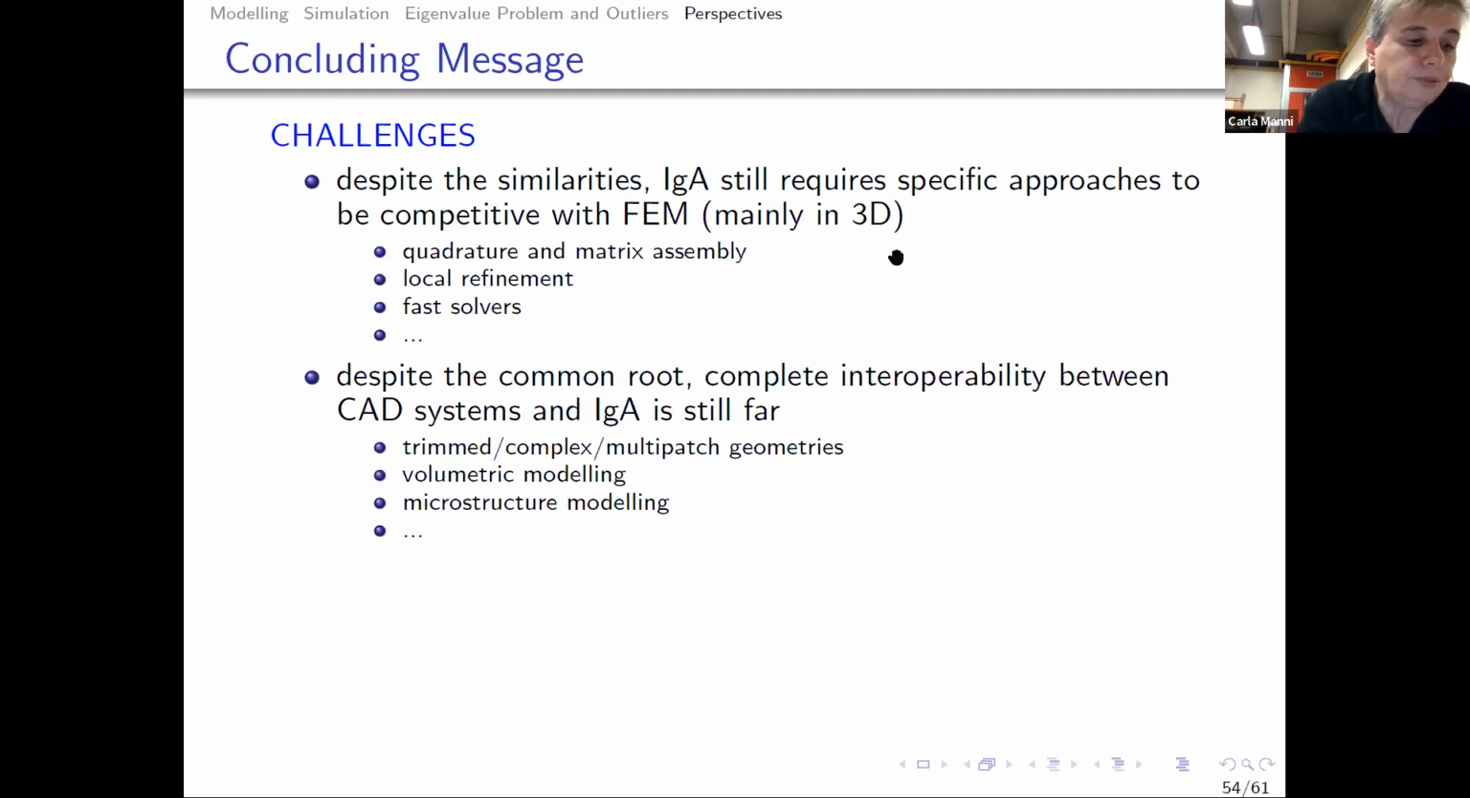What are the challenges in this area? There are still several challenges. In simulation, between, say, IGA and FEM, mainly if we go to high dimension. And also, if we just look at the side of the geometry, what I presented are extremely simple cases, but in practical applications the geometry is much more complicated. So it is of interest to do a proper analysis on complex geometries, which are made by trimmed geometries, multi-patch geometries, and so on.